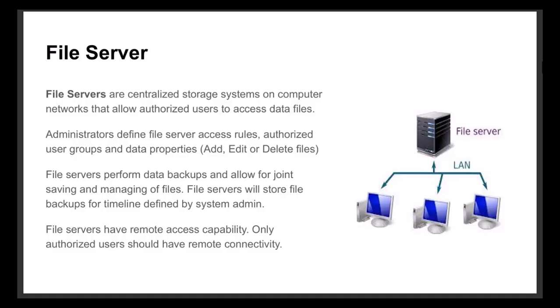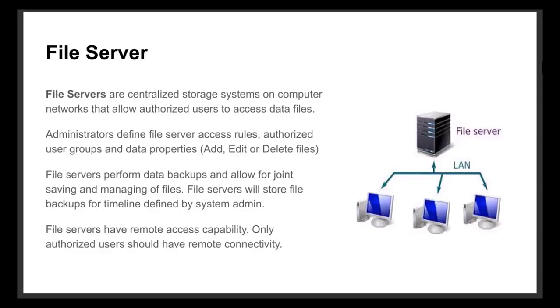Next, we're going to discuss a file server. A file server is going to be a centralized location on our network that will permanently store our confidential files and application data. With a file server, we will have our network administrator that will create access rules for all of our different users on our network. On a file server, we have the ability to modify information through the ability to either add, edit, or delete files from the server.